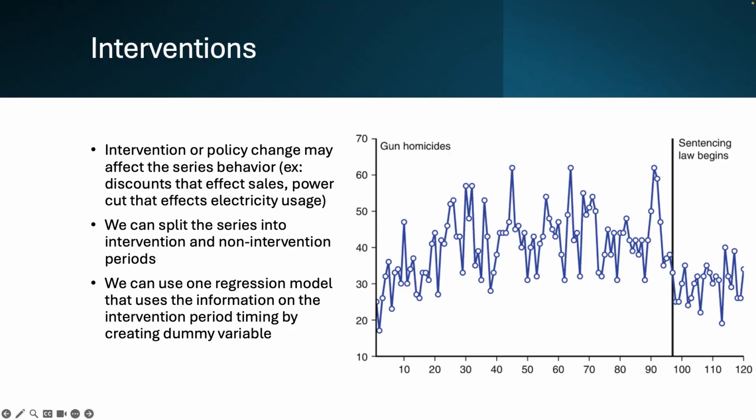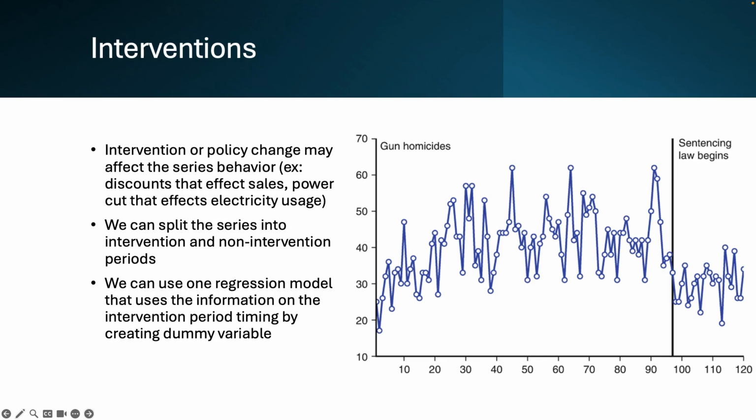For example, a series during discount season and a series during the non-discount season. So we can just have two different things, right? Or else we can use one regression model that uses the information on the intervention period timing and create the same thing. We repeat what we did before.